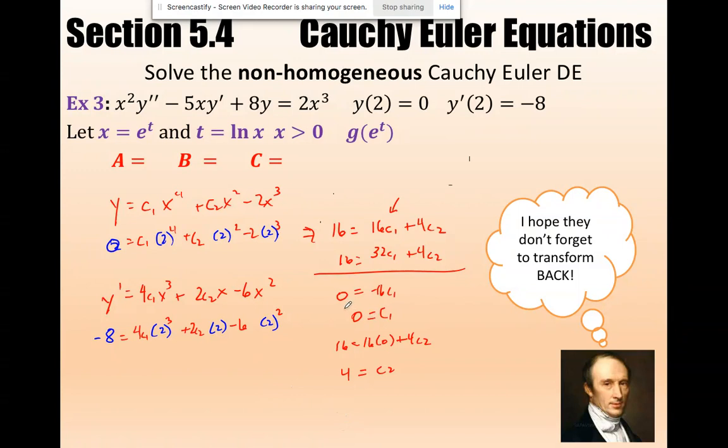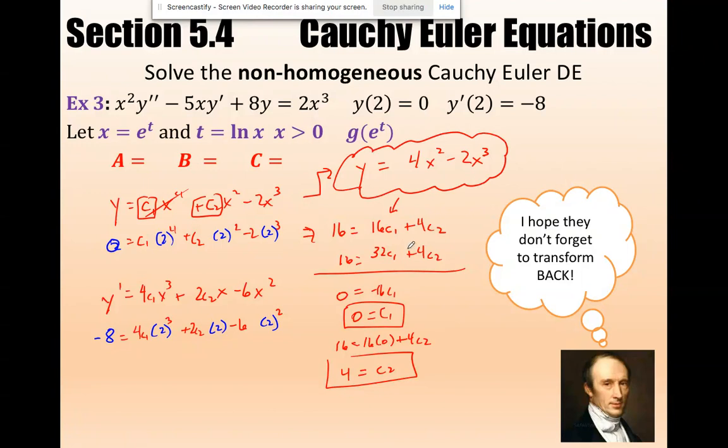So now I'm going to take these up here, which is going to eliminate the x to the 4th. Gee, I feel like I worked so hard to get that. And C2 is going to be 4. Gee, a lot of work for that. All right.